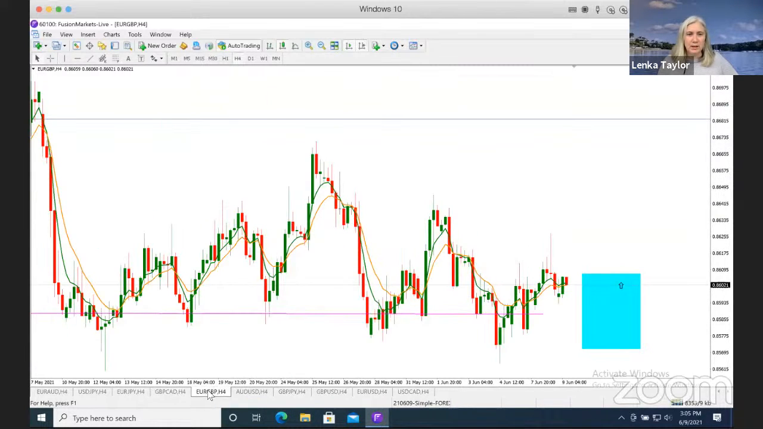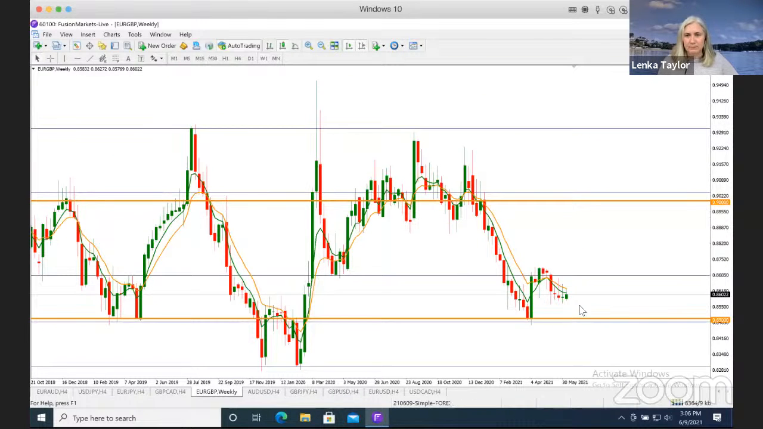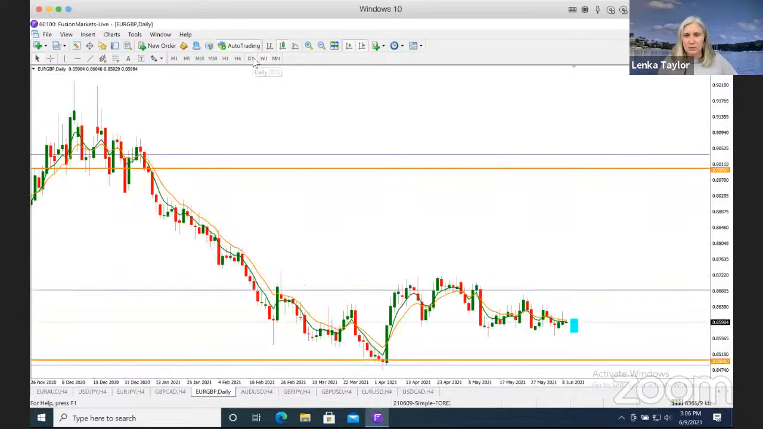Next currency pair I'm looking at is Euro GBP. Euro GBP, I'm looking for a long. So the long is basically I'm looking for the price action to be in the ranging market. So I'm looking to trade between those two horizontal levels, 0.85 and 0.90. And so being down low, I'm looking for a long, potentially up to the next horizontal. So on the weekly, that's what it looks like.